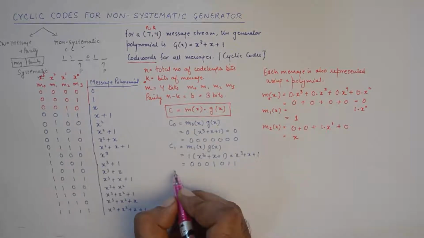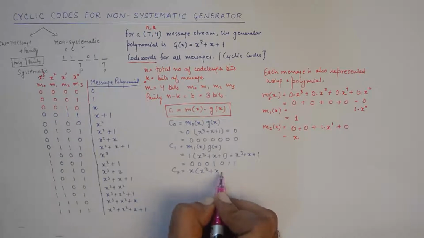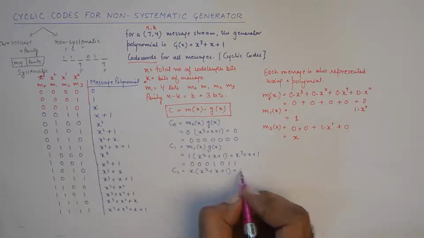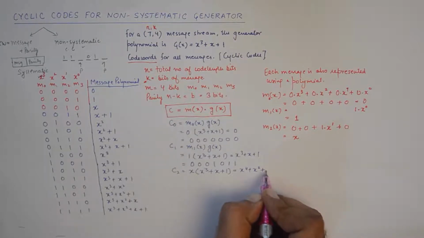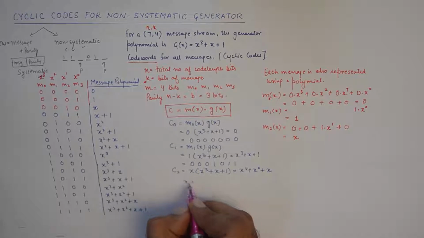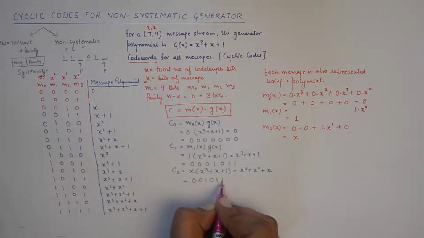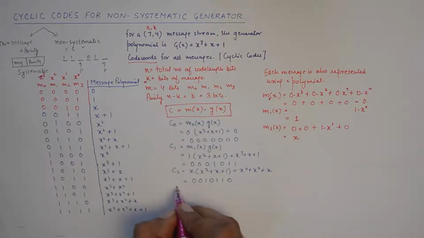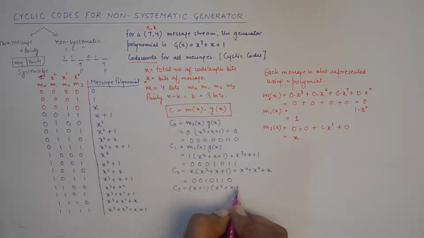Similarly, C2 becomes x into x cubed plus x plus 1. So this becomes x raised to the power 4 plus x squared plus x. So it becomes 0, 0, 1, 0, 1, 1, 0. And C3 becomes x plus 1 into x cubed plus x plus 1.